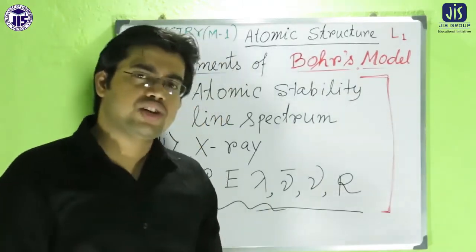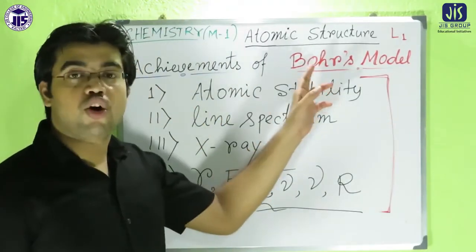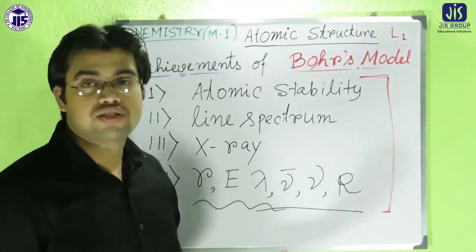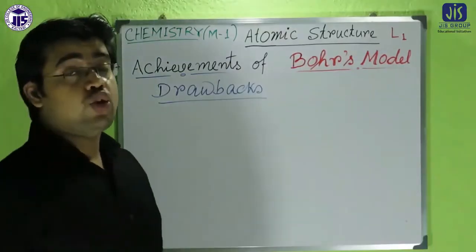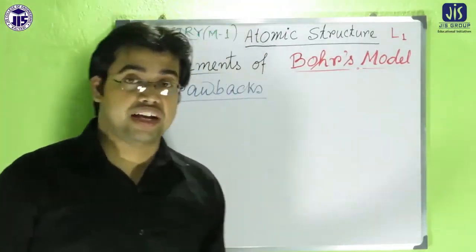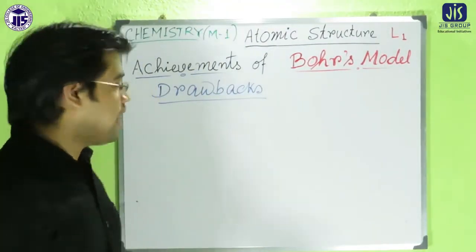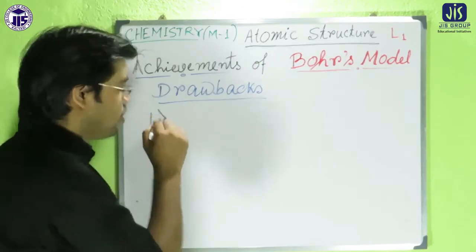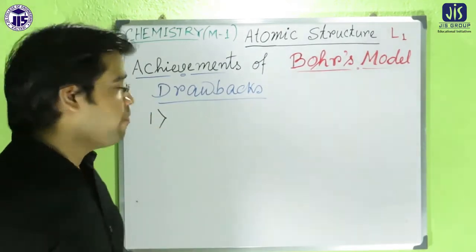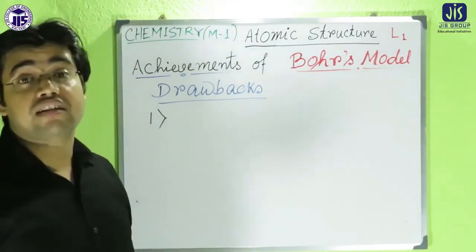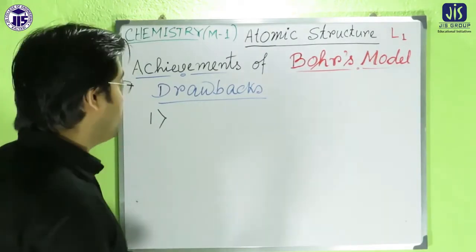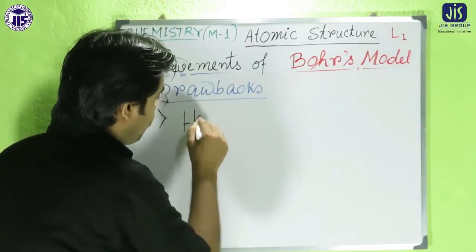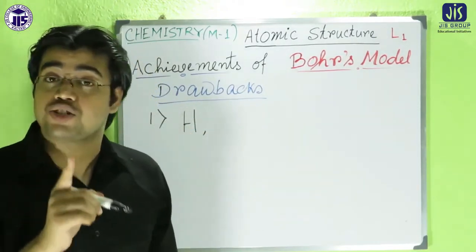So first of all, we will discuss the limitations of the Bohr's model, or the discrepancies or the drawbacks of the Bohr's model. Okay, so the first drawback of the Bohr's model. According to Niels Bohr, all the spectral characteristics or spectral features explained by Bohr were applicable only for a one electron system.